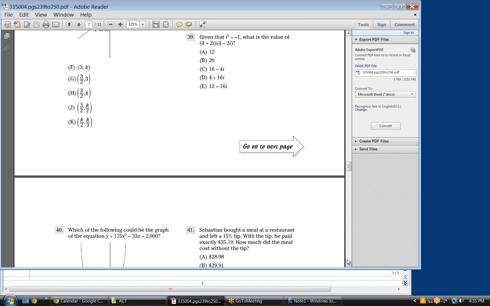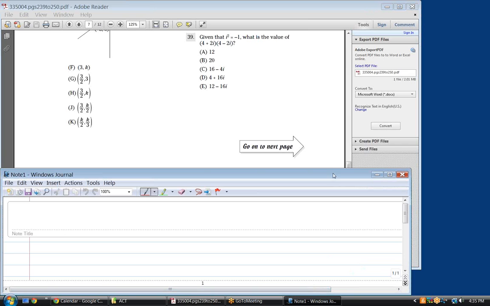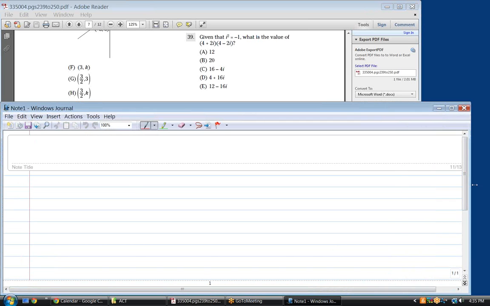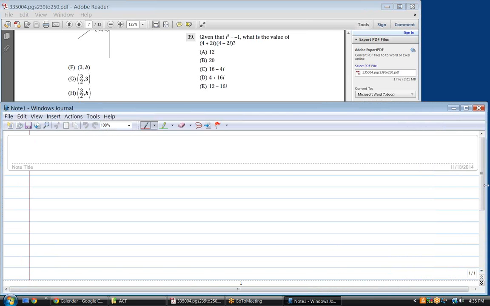So if i squared equals -1, what's the value of 4 plus 2i times 4 minus 2i? So that would be 16 minus 4i squared. Good. I'm glad you could do that quickly.